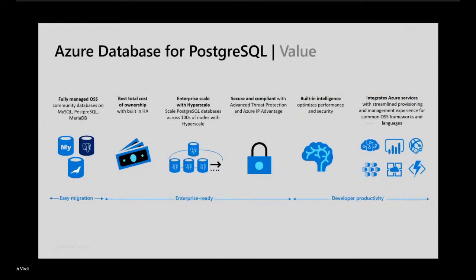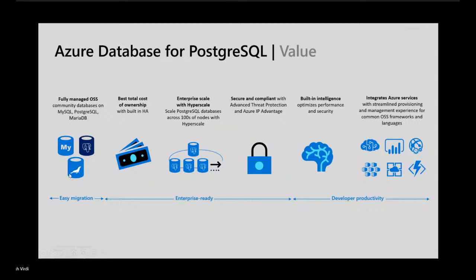Now, coming to the PostgreSQL value on Azure, right? As I said, this is a completely community database, a fully managed database available on Azure. And when I say community database, it's an extension. It's not a fork like what you see in other clouds. It's an out and out community version, right?